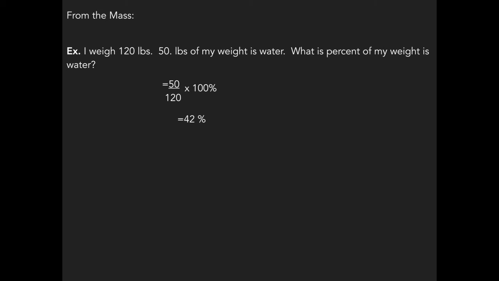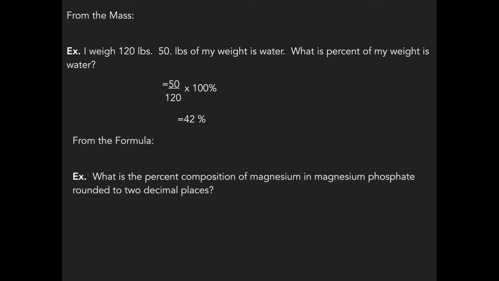Okay? However, what happens if you're not given the mass as you are here? What if instead you're given the formula? So in this problem it says, what is the percent composition of magnesium in magnesium phosphate? Well, first I have to write the formula of magnesium phosphate. Well, magnesium has a 2+ charge, phosphate has a 3- charge. So when I cross my charges, the formula I get for magnesium phosphate is Mg3(PO4)2.